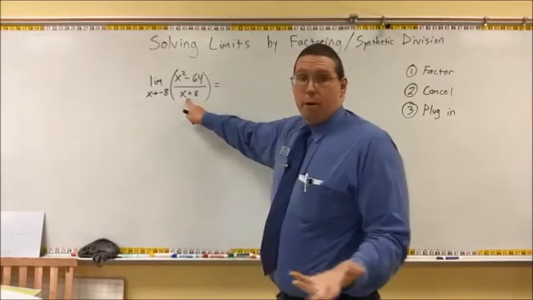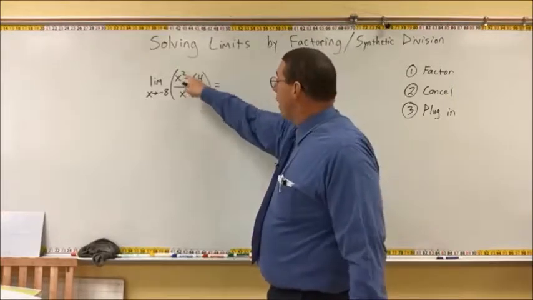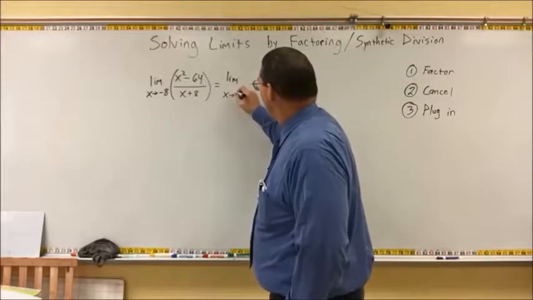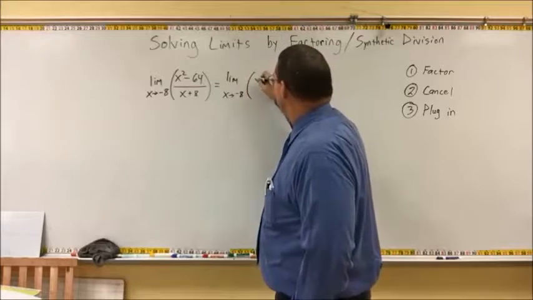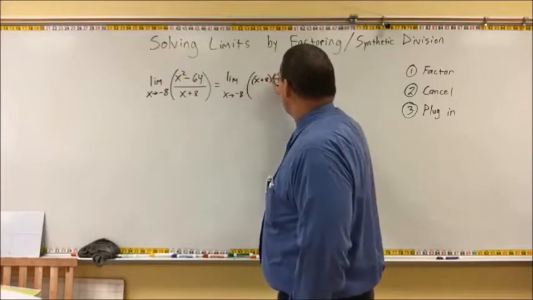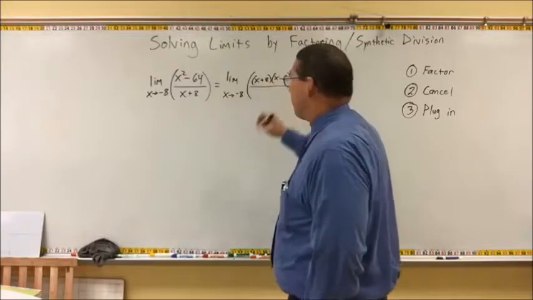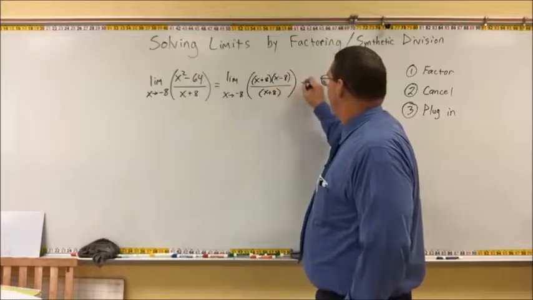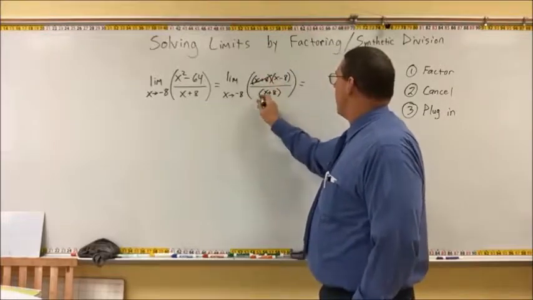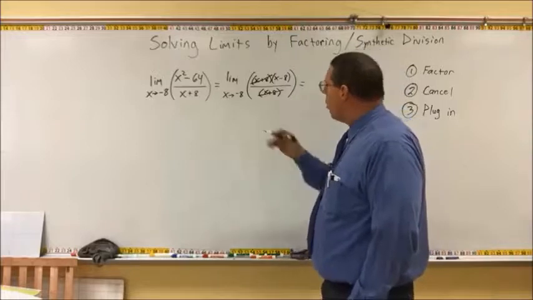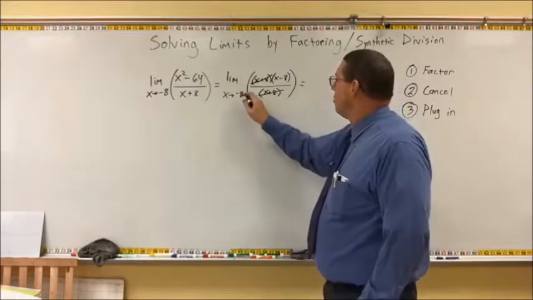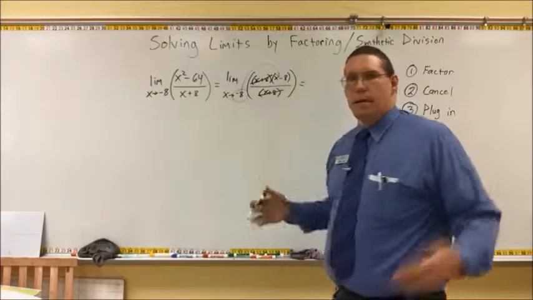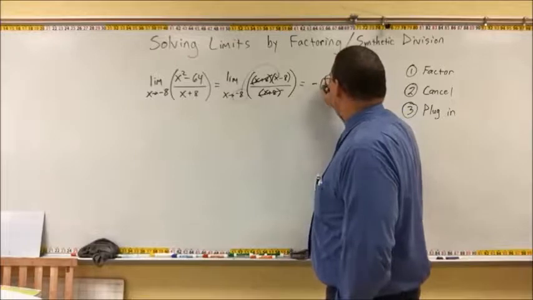Well, the denominator is only one factor. So the numerator, x squared minus 64, well, we'll have the limit as x approaches negative 8. The numerator factors into x plus 8 times x minus 8. Again, it's a difference of squares, over x plus 8. The numerator, x plus 8, and the denominator, x plus 8, cancel. And now all we have left is x minus 8. We'll plug the negative 8 in for x, and negative 8 minus 8 is negative 16. And we're done. Negative 16.